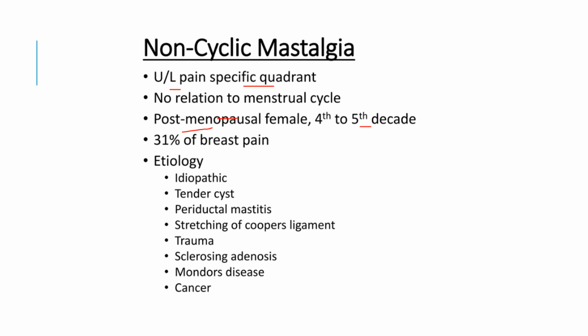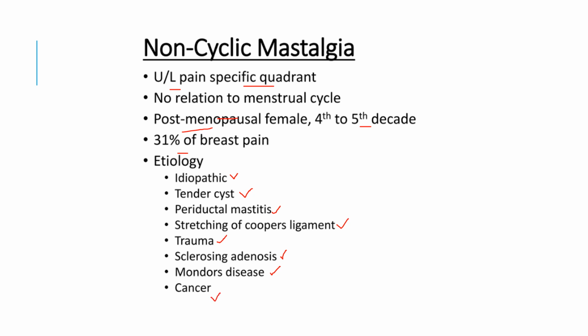In the 4th to 5th decade, 31% of breast pain is non-cyclic. It can be idiopathic sometimes. There can be a tender cyst, a periductal mastitis, stretching of Cooper's ligament, trauma, sclerosing adenosis, Mondor's disease, which is superficial thrombophlebitis, and there is a cord-like structure. I'll show the picture later. And it can also be cancer.